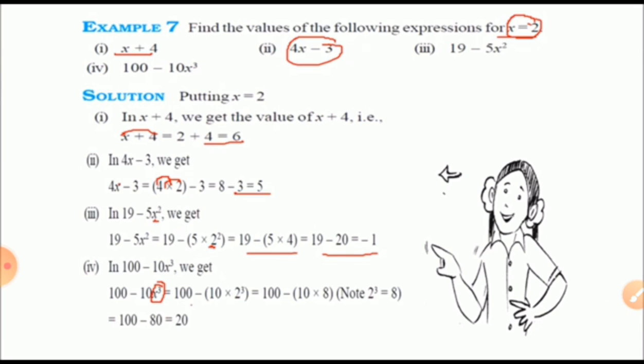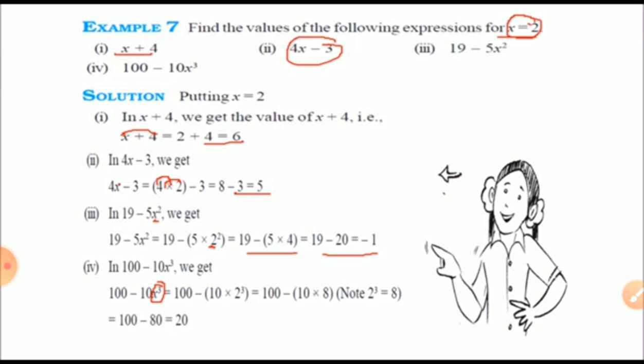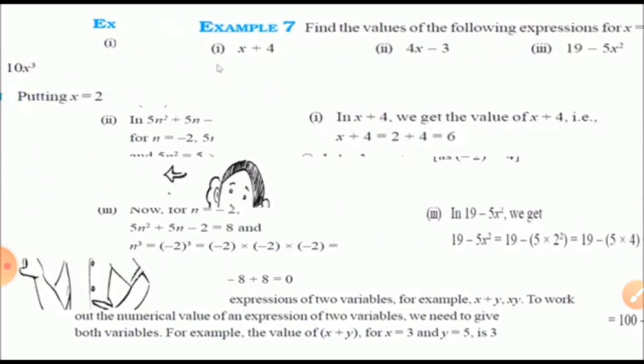Fourth one, 100 minus 10x cube. 100 as it is. In place of x we write 2. 2 twos are 4, 4 twos are 8. So 100 minus 10 into 8, 80. So 100 minus 80 will give you 20. Easy? Anyone has doubt regarding this one? No. So it is clearly written, 100 minus 80 will give you 20.